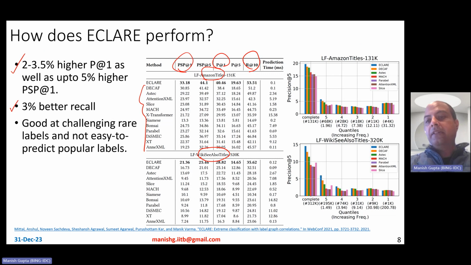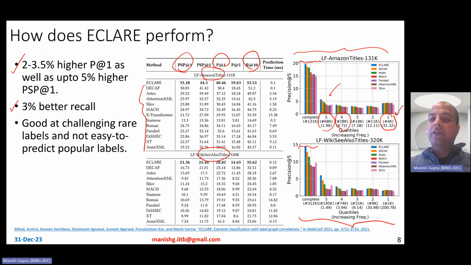If you also look at quantile-wise plots, which basically tell you how these methods perform in different buckets of labels, each bucket has the same number of labels. So bucket number 1 is the head labels, and bucket number 5 are the tail labels. Of course, this one is the complete test set.